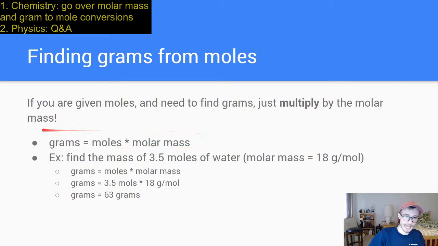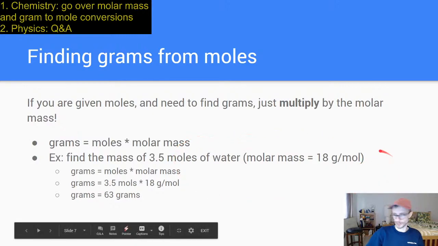And then the example that we're going to use is, say I wanted to find the mass of 3.5 moles of water. Let's say someone said you had 3.5 moles of water, and you're like, I don't really know how much that is. I want to be able to measure that. So you're going to need to use the molar mass to convert. So I've found the molar mass for water. It's 18 grams per mole.